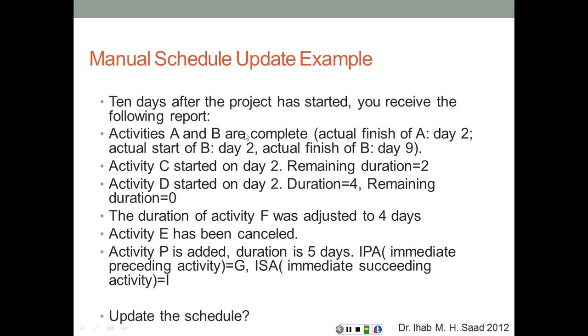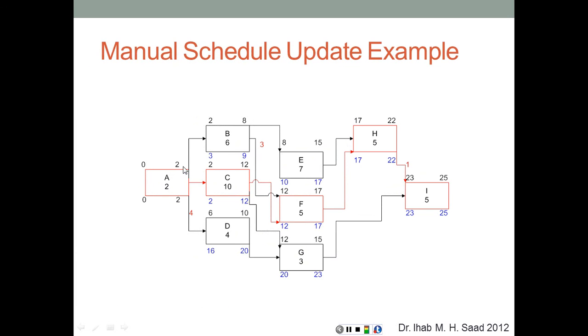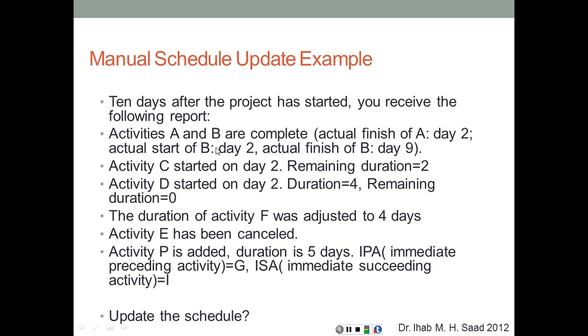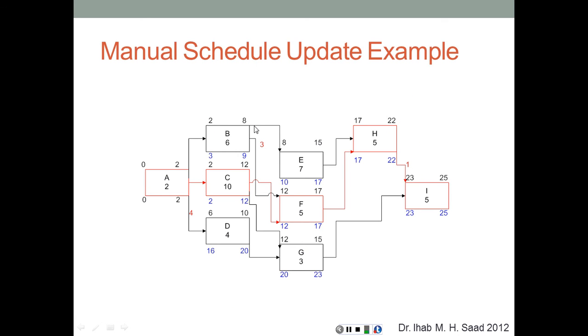Activities A and B are complete, so PCT is 100%. Actual finish of A day 2, actual start of B day 2. If we look here, so A ended on time and B started on time. Actual finish of B day 9. Now we notice here that B was supposed to finish on day 8, and now it had finished on day 9, so obviously activity B is 1 day behind schedule.